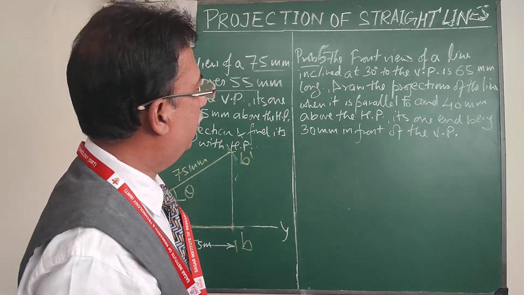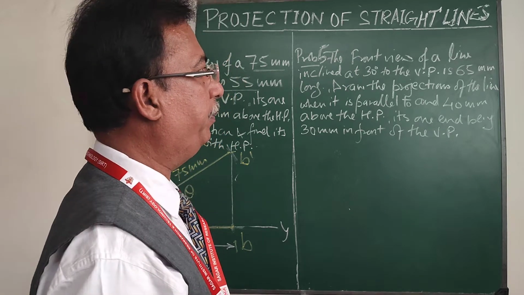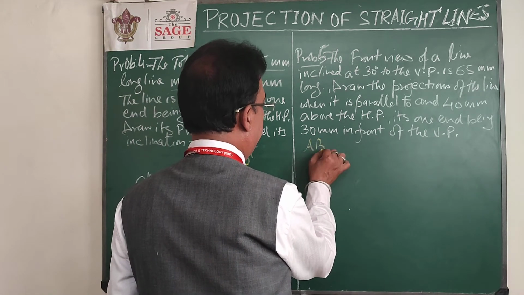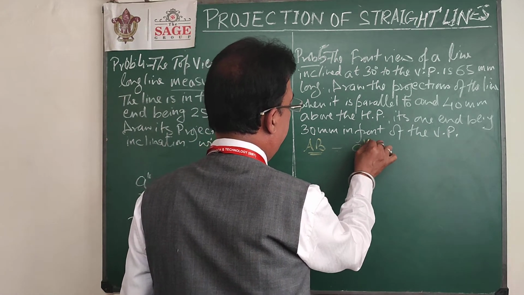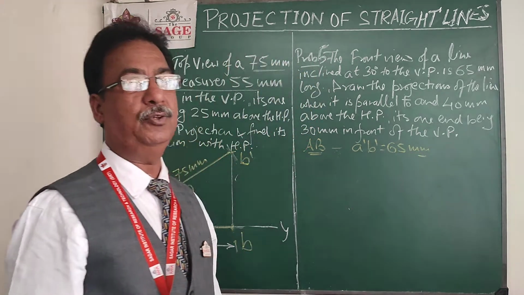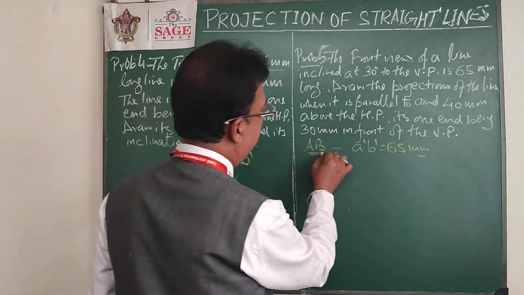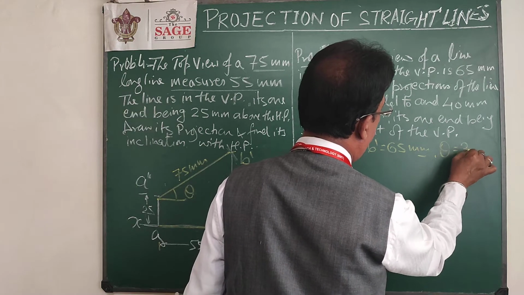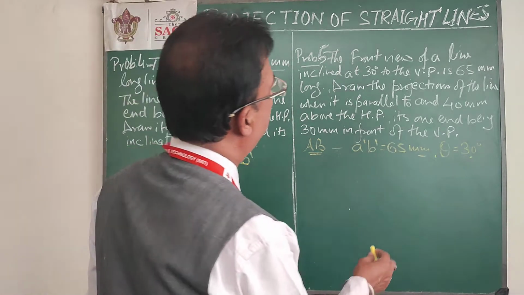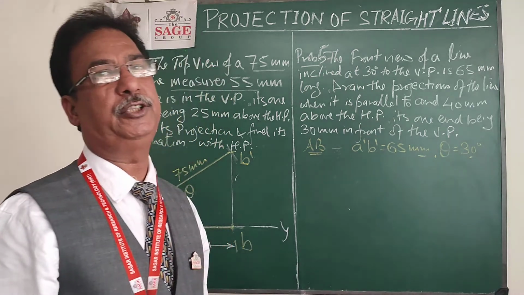See, one more problem is there. This time they are saying the front view of a line inclined at 30 degrees to the VP is 65. Suppose again the name of the line is AB, then its front view, A dash B dash, is equal to 65 mm. This time the true length of the line is not given to me. They are saying the front view of the line is 65 mm, and this line is inclined to the HP by 30 degrees. And also they are saying draw its projection when it is parallel to and 40 mm above the HP.